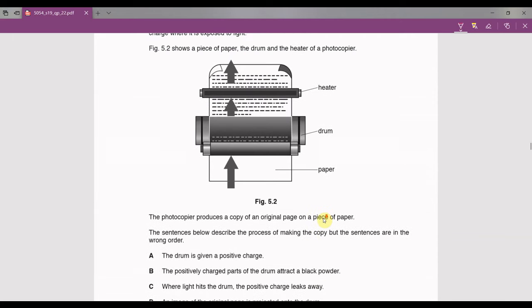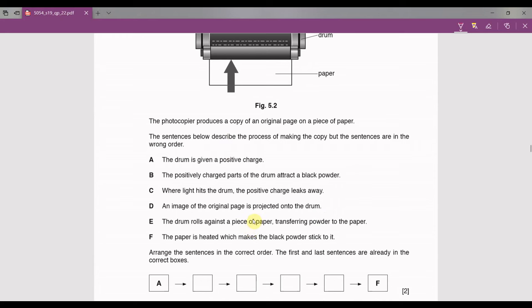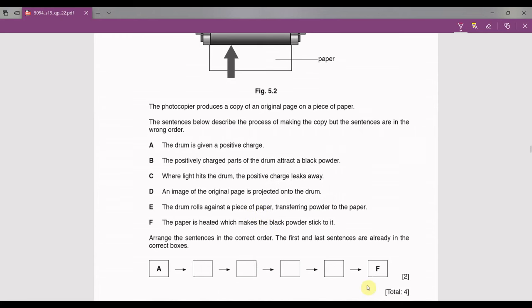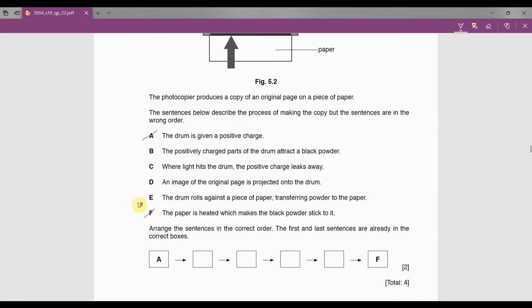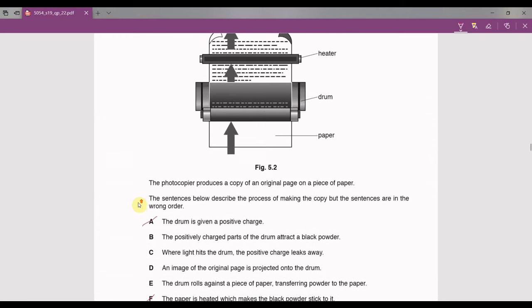So basically they have given you the steps of how a photocopier works, but they're all in the wrong order except the first one and the last one. So A and F are basically out of the equation. They are already in the right spot. Now we have to decide for the 4 steps in between where they are going to go and pick them in the right order.